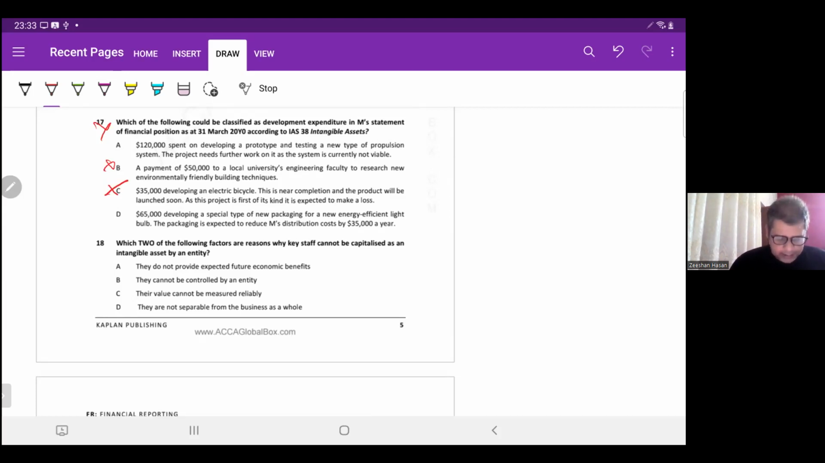So D, 65,000 developing a special type of new packaging for a new energy efficient light bulb. The packaging is expected to reduce M's distribution cost by 35,000 a year, so this will be capitalized only.